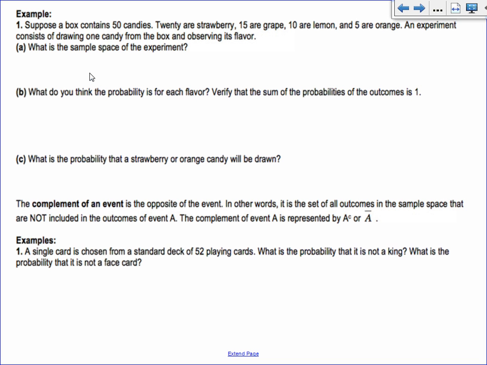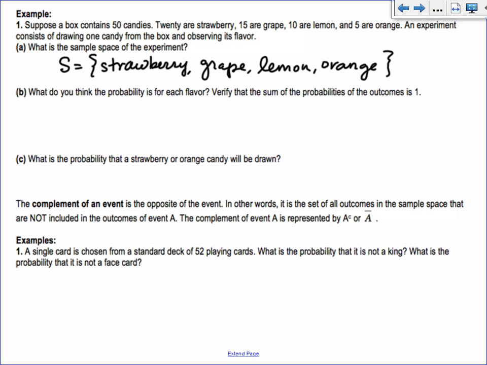So it says, suppose that a box contains 50 candies. Okay, 20 are strawberry, 15 are grape, 10 are lemon, and 5 are orange. An experiment consists of drawing one candy from the box and observing its flavor. So your sample space would be strawberry, grape, lemon, and orange. And you can abbreviate if you would like. So it says, what is the probability for each flavor?